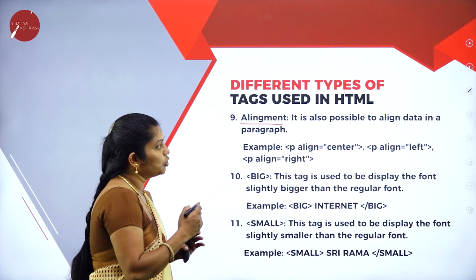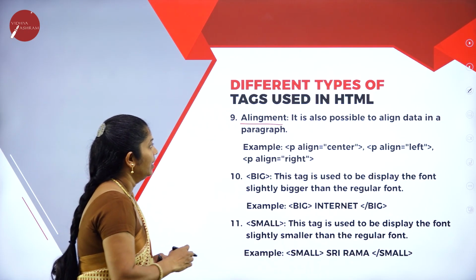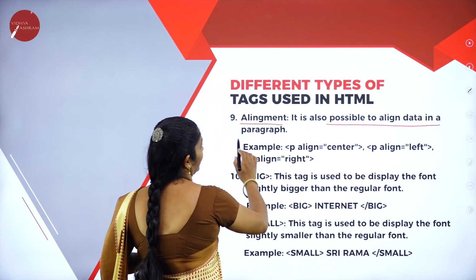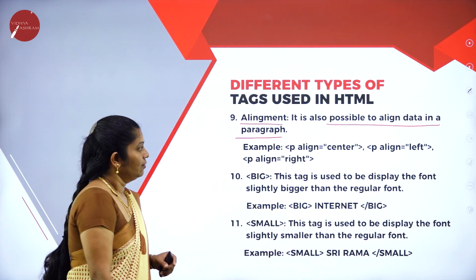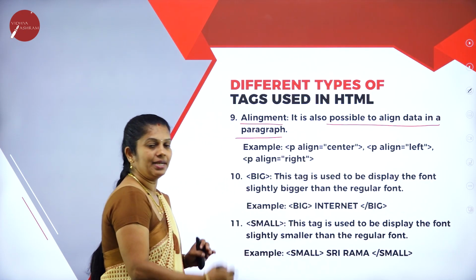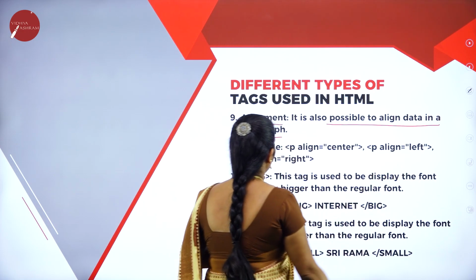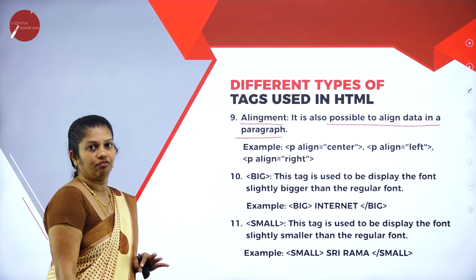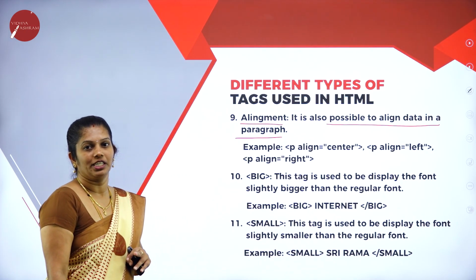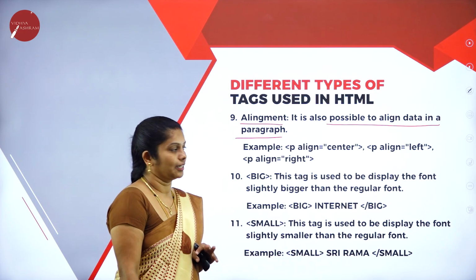For this, it is also possible to align the data in whichever paragraph we want. It is also possible to align data in a paragraph. For example, if I write paragraph align equals center, that will display that paragraph in the center. P align equals left will display the information on the left side. P align equals right will display it on the right side. That is the alignment tag.